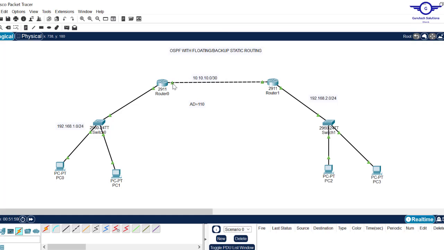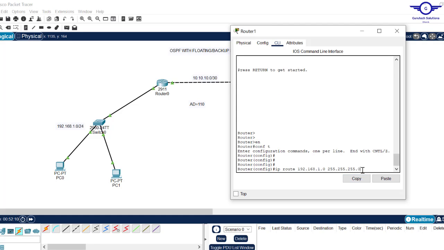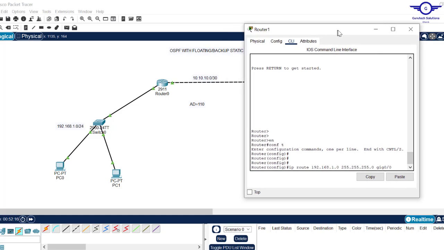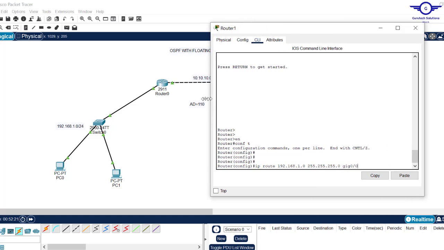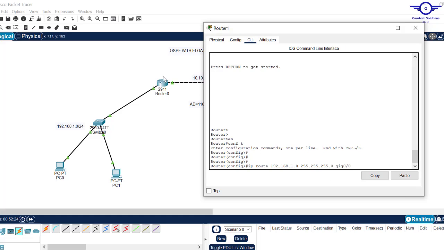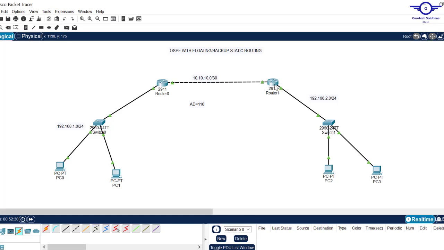Make sure you go through the IP address of the next hop, or you can just use this interface, which is gig 0/0. You can use the outgoing interface, like I said previously, or the IP address of the next hop interface. In the first case, I used the IP address of the next hop interface. In the second case, I'm using the outgoing interface. When this router receives a packet destined to this place, it will forward it through this interface.